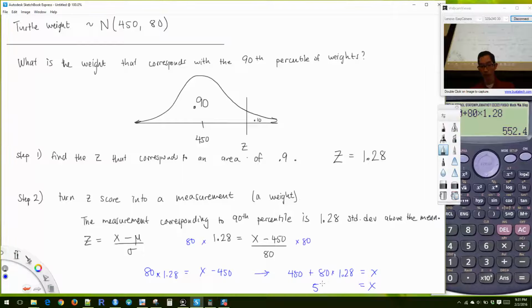552.4, 552.4 grams. What is the weight that corresponds to the 90th percentile? 552.4 grams. And there's your answer.